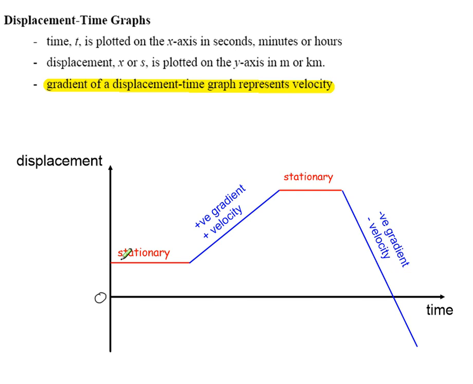On a displacement time graph, displacement can be positive or negative, but time is always a positive value. Anything horizontal on the graph represents an object that is stationary, and then you've got positive gradient and negative gradient representing positive velocity and negative velocity.